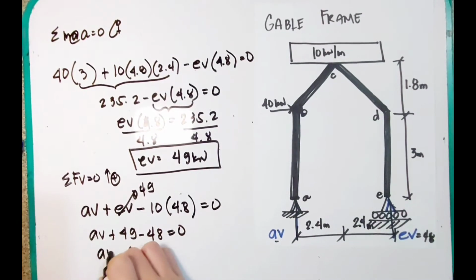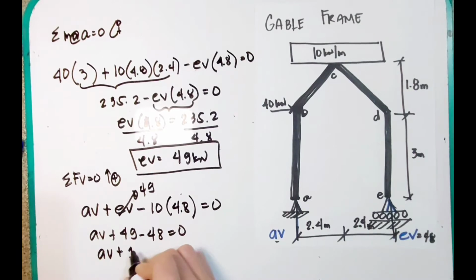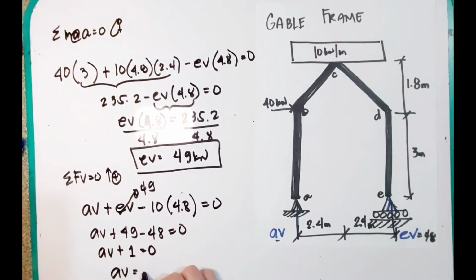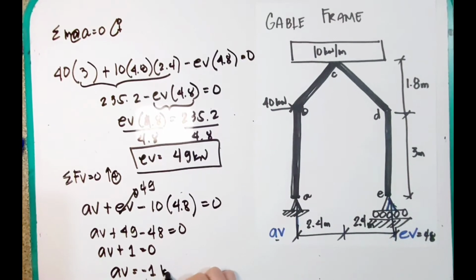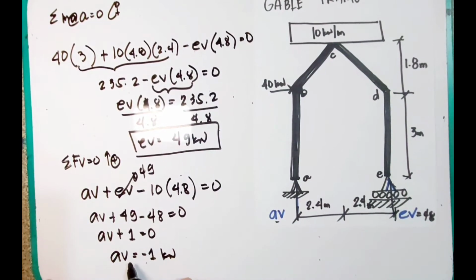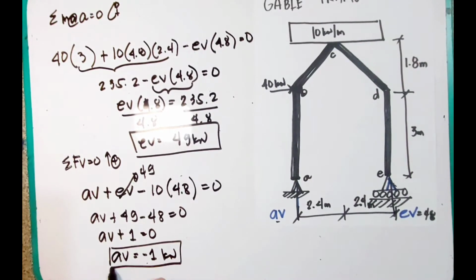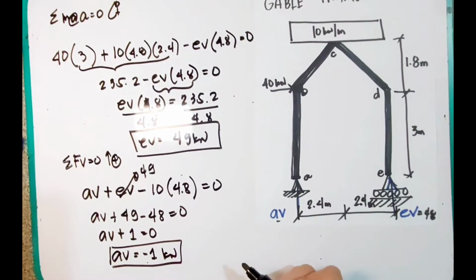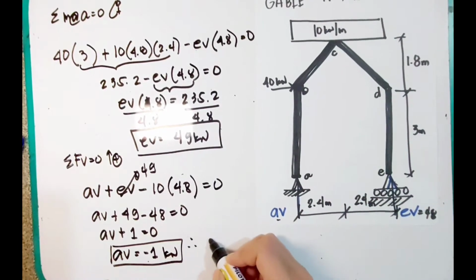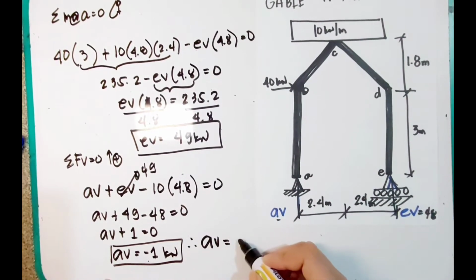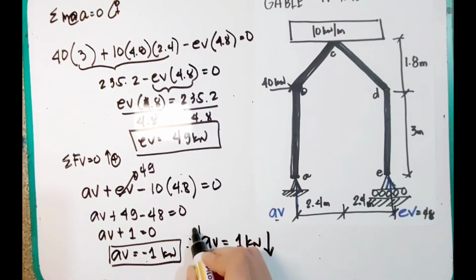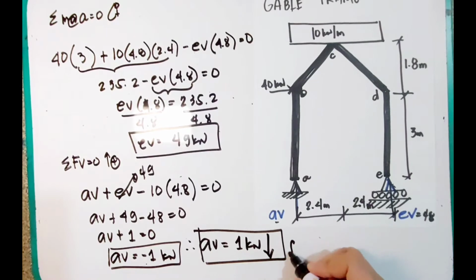So, AV plus 1 is equal to 0. So, transpose natin ang 1 natin. So, it will become negative 1 kilonewton. Sorry. Ayan, negative 1 kilonewton. So, kung negative 1 kilonewton yan, ibig sabihin, hindi pala upward to, kundi downward. So, therefore, AV is equal to 1 kilonewton downward. So, this is your final answer.